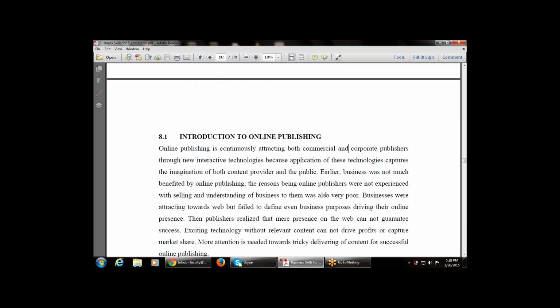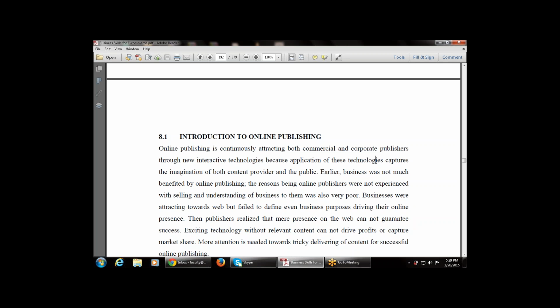So first of all, introduction to online publishing, that is, what is online publishing. Online publishing is continuously attracting both commercial and corporate publishers, that is, on a continuous basis. There are two kinds of publishers. One is commercial publishers, who deal only with commercial products, and the other is corporate publishers, who deal with corporate products and services like corporate trainings, corporate material, corporate e-books, and anything corporate.